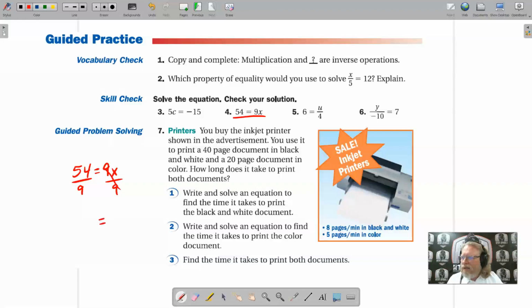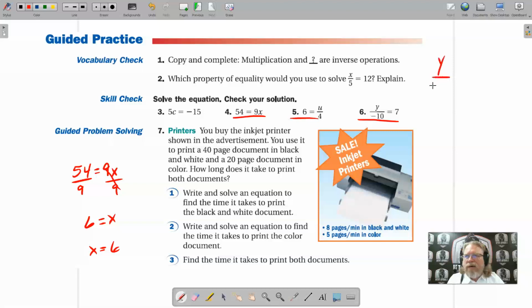The 9s are going to cancel each other, leaving me with just the x on the right. And 54 divided by 9, I believe last time I checked, is 6. So we would say that x equals 6. Let's do number 5. Actually, let's do number 6. It involves a negative number, so a little bit of practice with negative numbers.